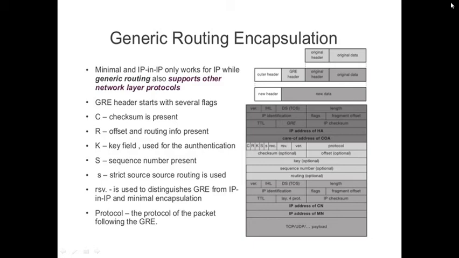There will be one outer header. First the original header will be there. You can see in the diagram here, the first diagram: the original header and original data will be there. To that original header and original data, normally we will be adding the outer header, right? Whereas in generic routing encapsulation, apart from this outer header, there will be one more header called the GRE header.